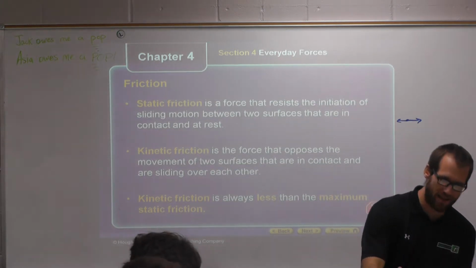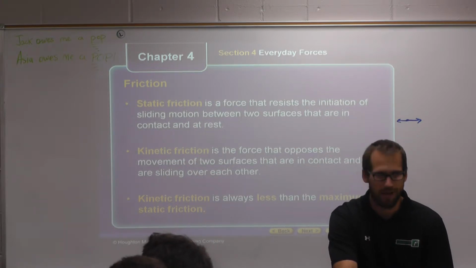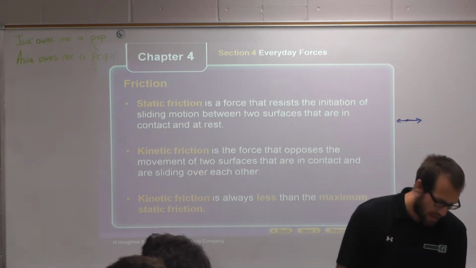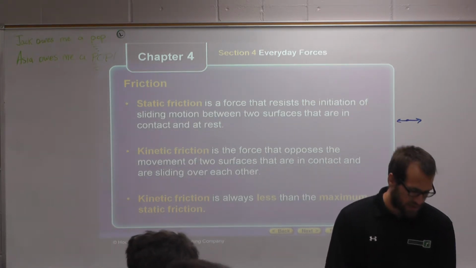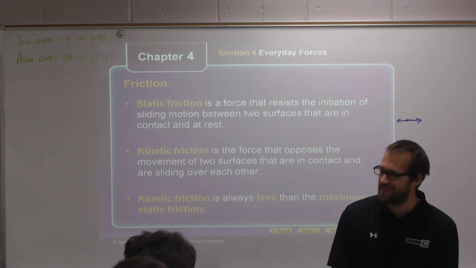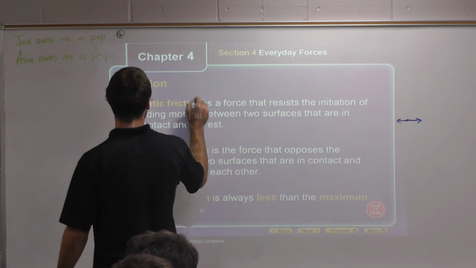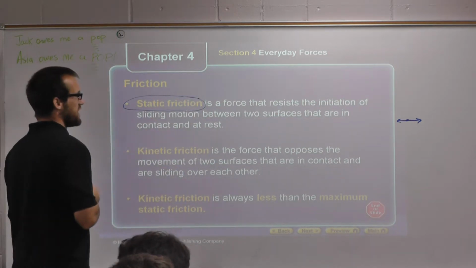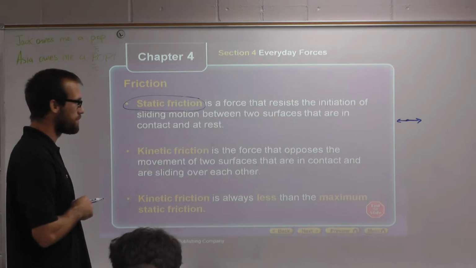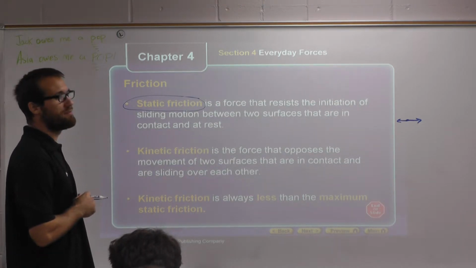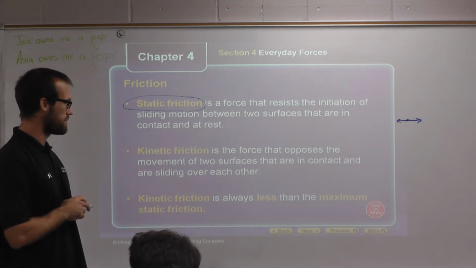If we were to apply a large enough force to get it to move, it eventually stops. And we know that because of friction. The resistive force that keeps the stapler from moving is called static friction. It's the force that resists the initiation of sliding. Once we have it moving, it's a different kind of friction that we call kinetic friction.